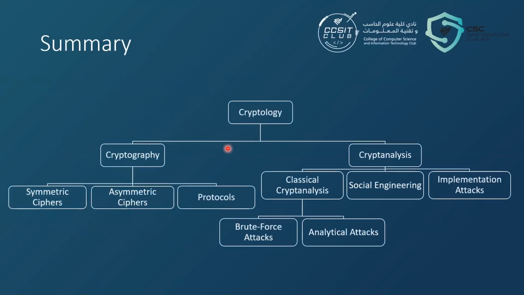So as a summary, we went through the field of cryptology. We visited cryptography and some of its types like symmetric ciphers and asymmetric ciphers. We also went through cryptanalysis. We applied some classical cryptanalysis. We saw an example of social engineering and implementation attacks.